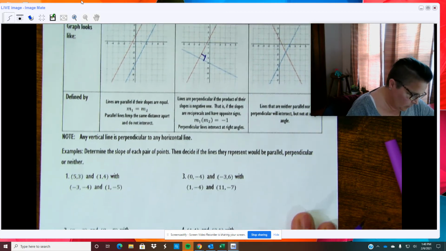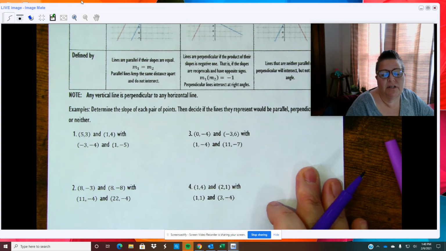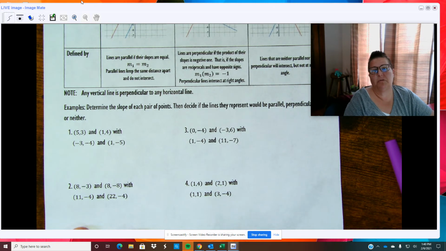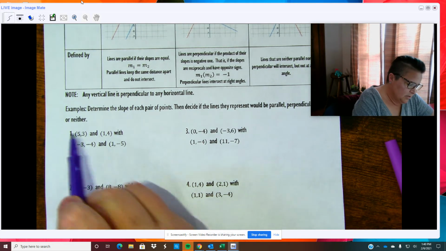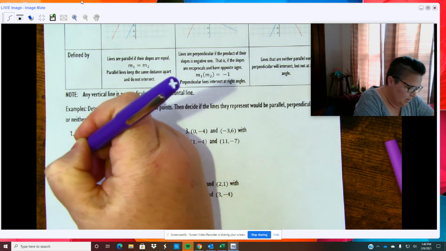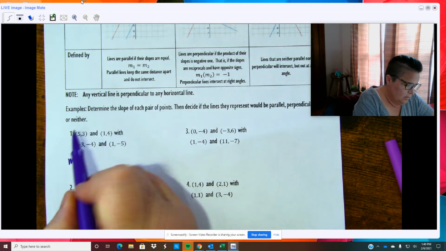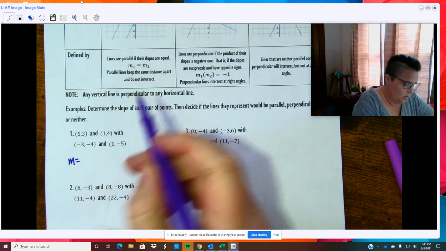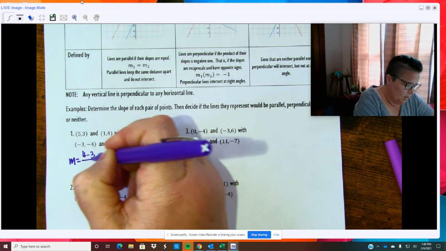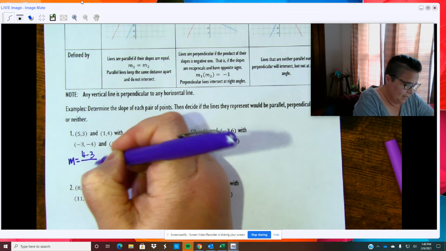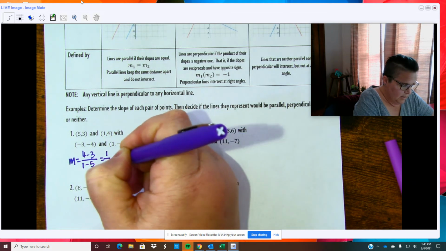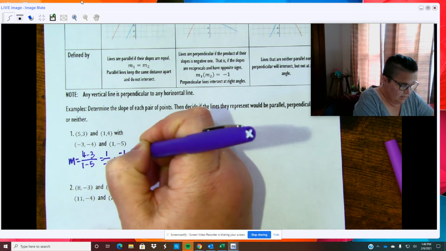Okay. We're going to take a look at some lines and their slopes, and we're going to see if they are parallel, perpendicular, or no relationship at all. Okay? So our first slope is the points 5, 3, and 1, 4. So we're going to find the slope between the 2 points 5, 3, and 1, 4. So we will do 4 minus 3, that's y2 minus y1, over x2 minus x1, or 1 minus 5. This will give us a 1 over a negative 4, which is the same as a negative 1/4.